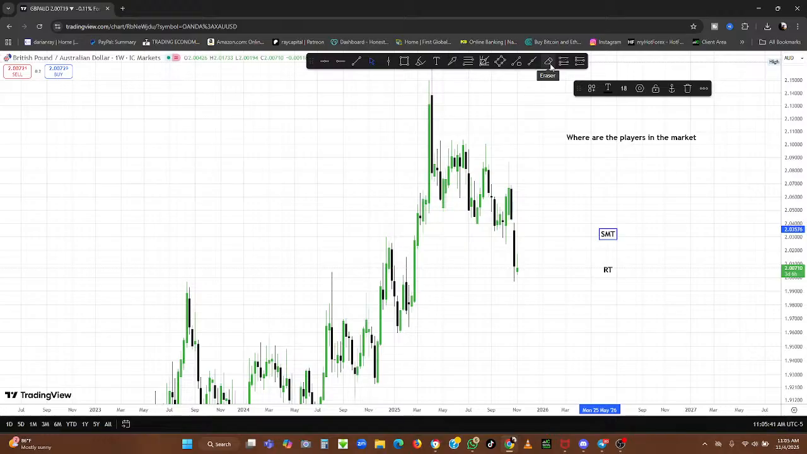Oh, and I also stick to three assets: GJ, GU, and Gold. Those are my primary assets that I trade. I just recently added Dow Jones and Nasdaq.